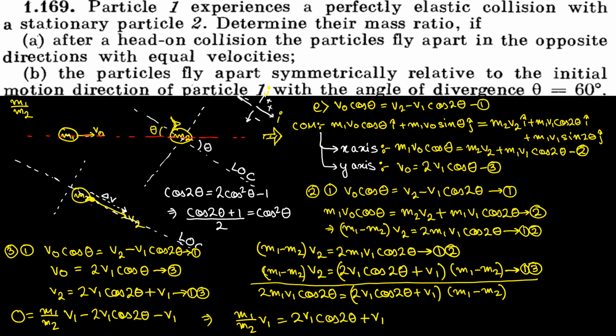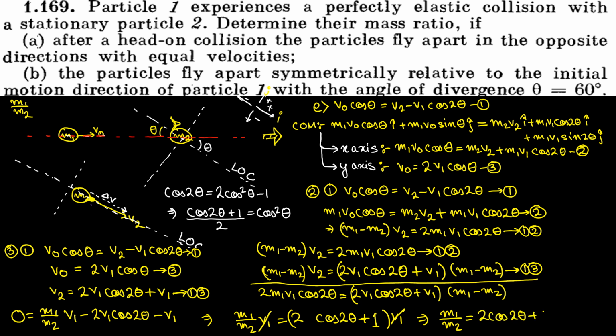Okay, this also goes to the left hand side and becomes plus. See, I can take v1 common from here, no? So if I take v1 common, I can cancel out this v1, isn't it? So I'll get the equation m1 by m2 is equal to 2 cos 2 theta plus 1.